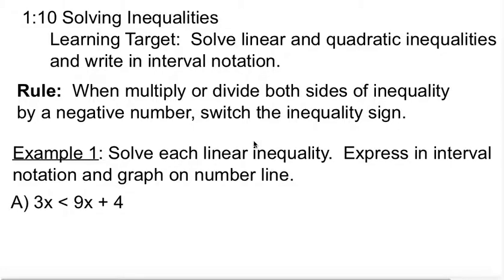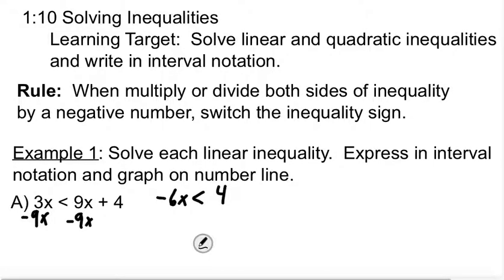Our first example says solve each linear inequality, express in interval notation, and graph on a number line. So our first one there is 3x is less than 9x plus 4. Well, let's go ahead and solve that just like we would normally. So what do we have to do? We have to bring the 9x over on one side with the 3x. So I'm bringing my x terms over on the same side of the inequality sign there. So on the left-hand side, we get negative 6x is less than 4.